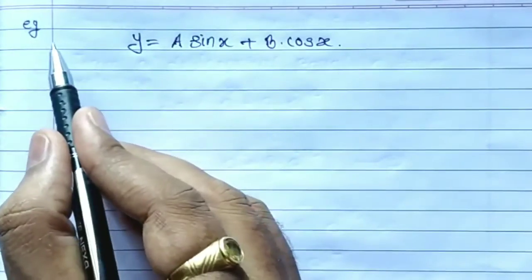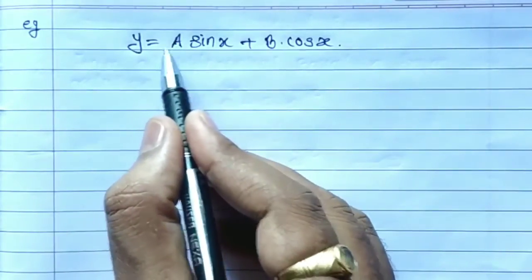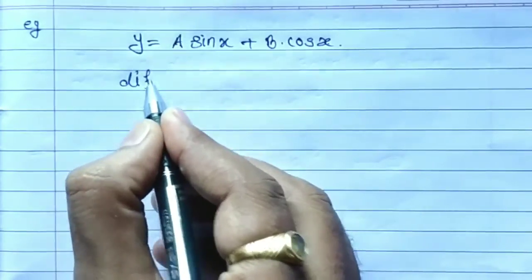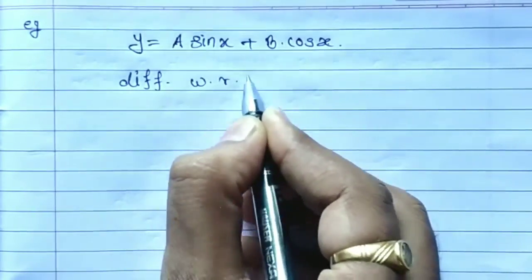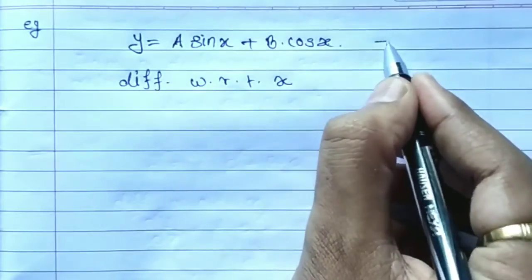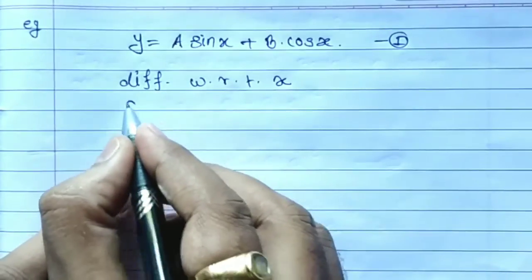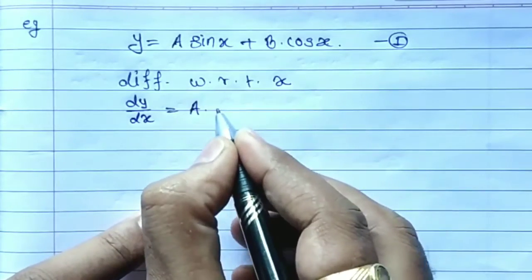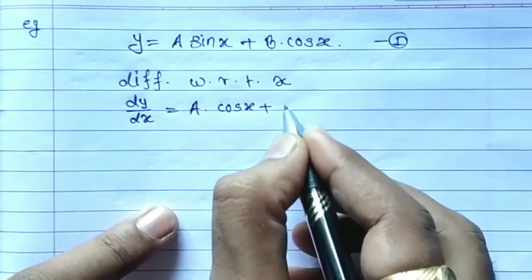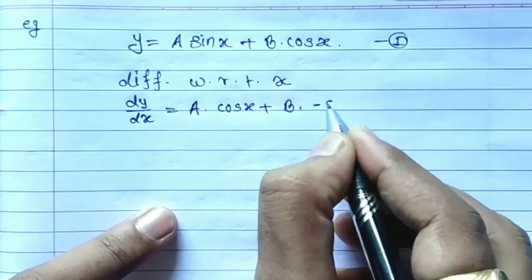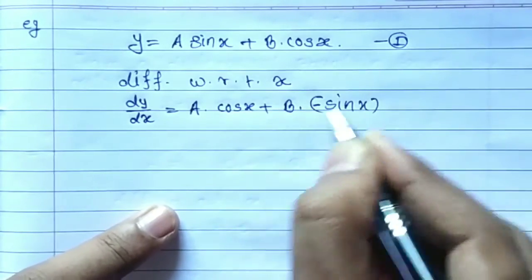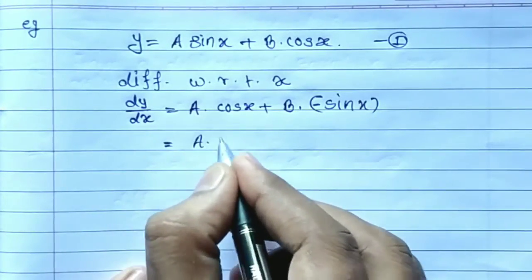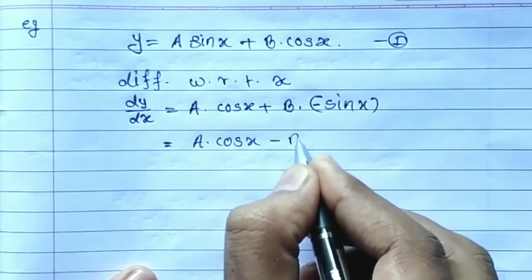Let me consider another example, the relation y equals a sin x plus b cos x. Let us call this equation 1. Now we differentiate this relation with respect to x. So dy by dx is equal to a into the derivative of sin x, which is cos x, plus b into the derivative of cos x, which is minus sin x. I am calculating the derivative directly, and this is equal to a cos x minus b sin x.